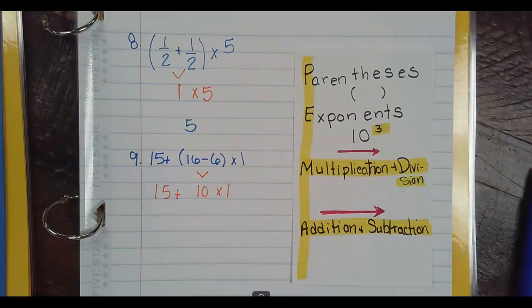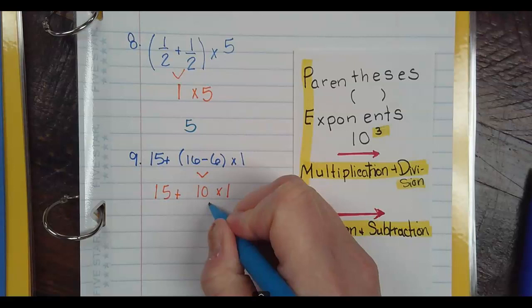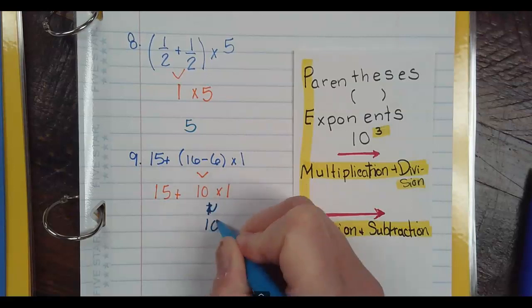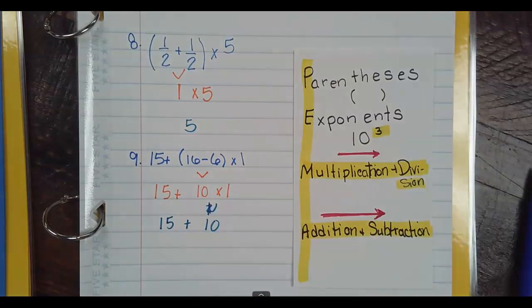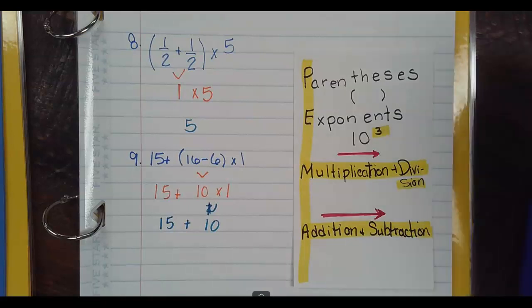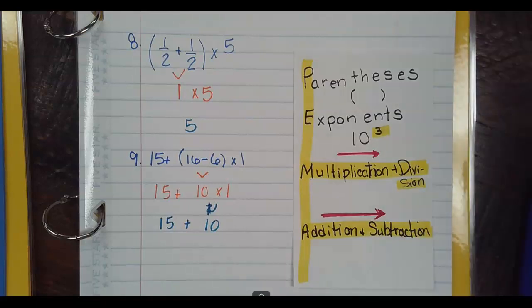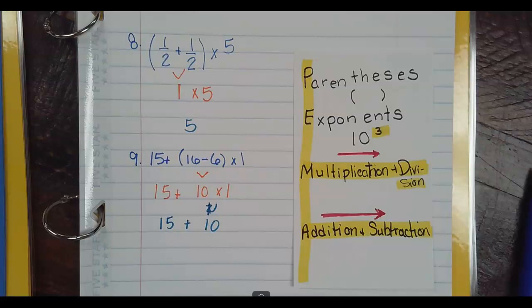Good catch. 10 times 1, which is what? 10. Oops, I didn't skip my spot. There we go. 10 plus 15. Now what do I do? Yep, so what's 15 plus 10? 25. Beautiful.